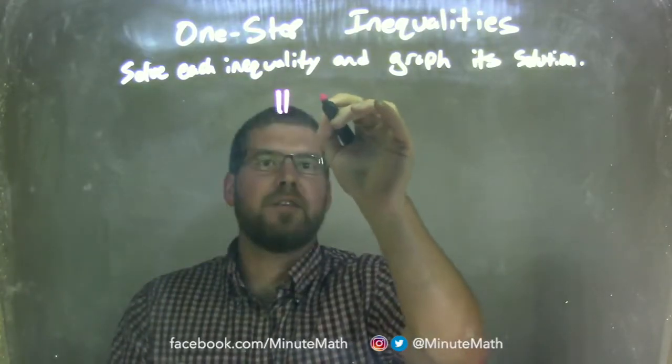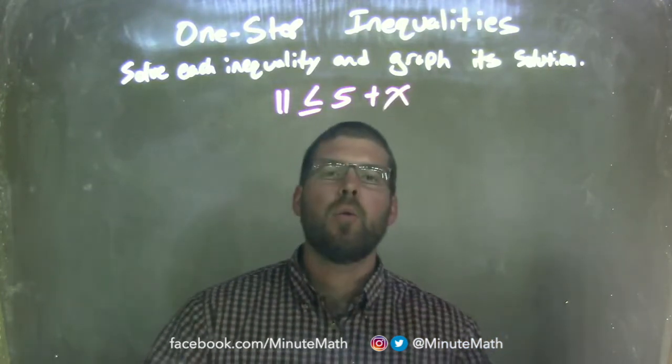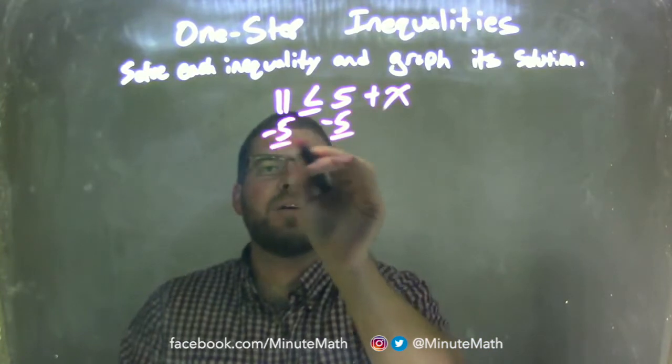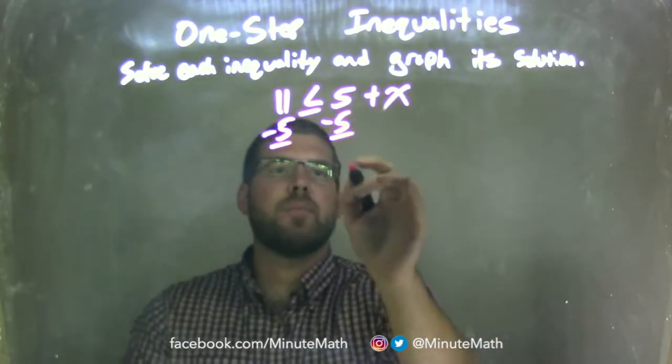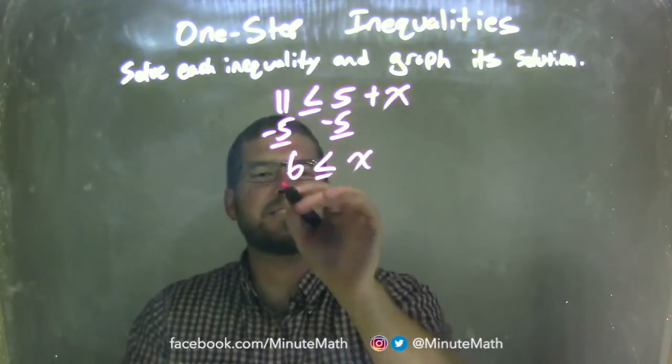11 is greater than or equal to 5 plus x. Okay? Well, I need to get x by itself, so I'm going to subtract 5 from both sides. And in doing so, I'm left with x on the right and 11 minus 5 on the left, which is 6.